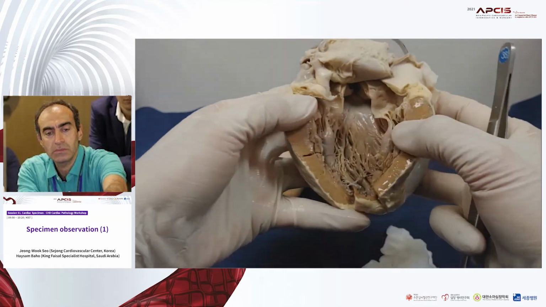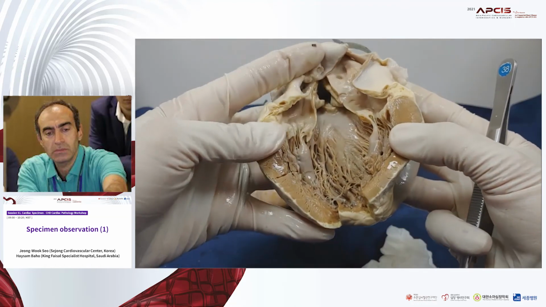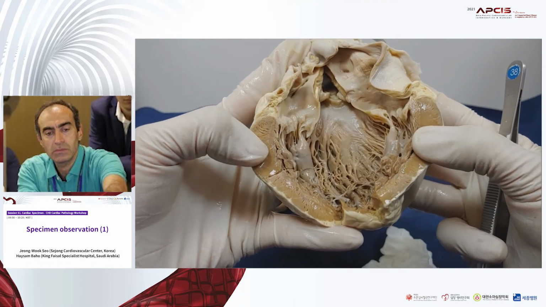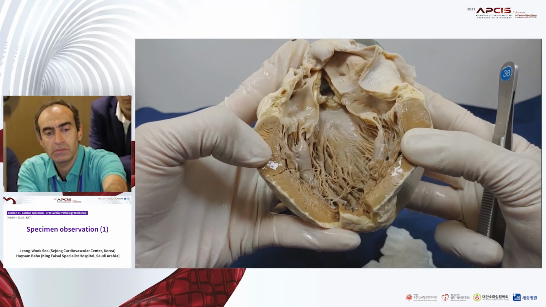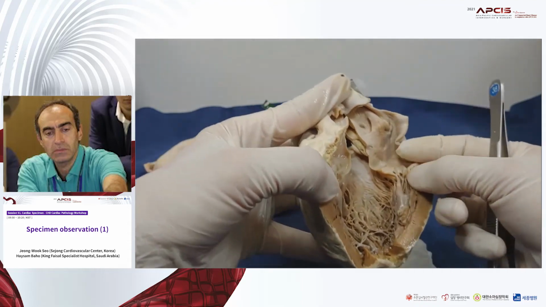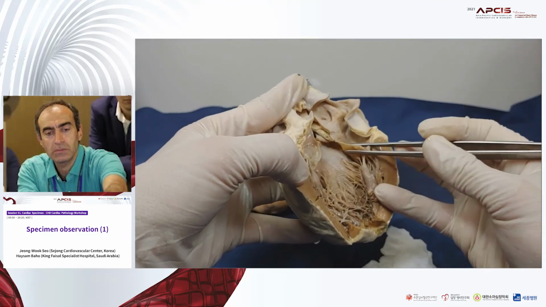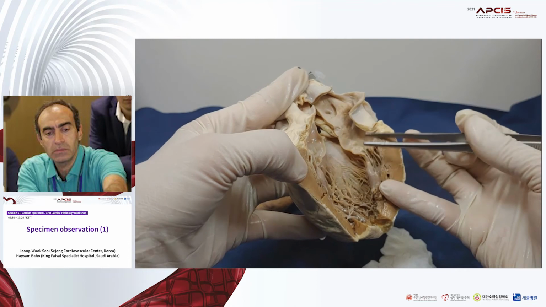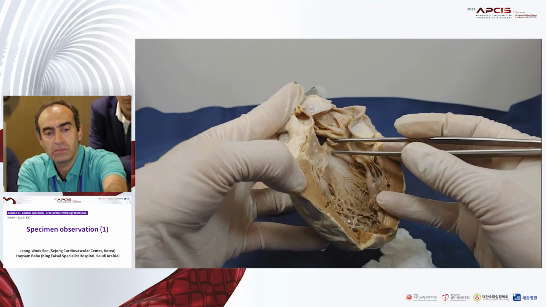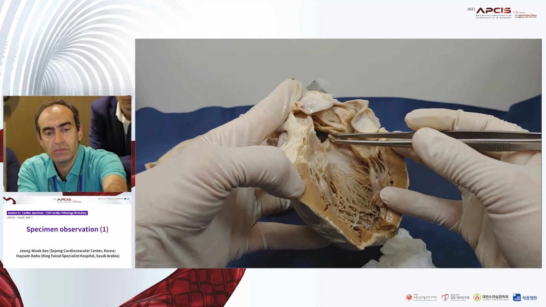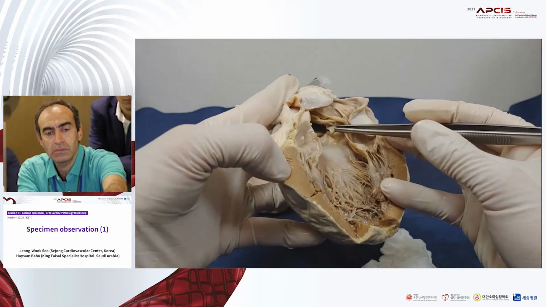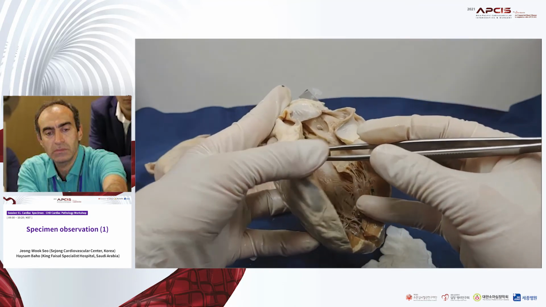So, going back to this section, we can see that we dissected right through the anterior leaflet of the mitral valve and through the aortic valve as well. As you can see, this is the anterior leaflet and we cut through it, and this is the aortic valve. And here we can see the location of the left coronary artery. This is the aortic valve, and this is the non-coronary cusp.